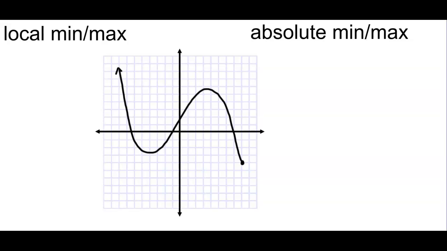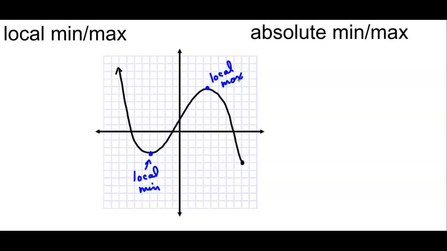So right here, we would call that a local min, because in the neighborhood, in that area, that is the lowest point. Now we would call this up here a local max. Same thing, it's in the neighborhood, and so that's the highest point in the neighborhood.